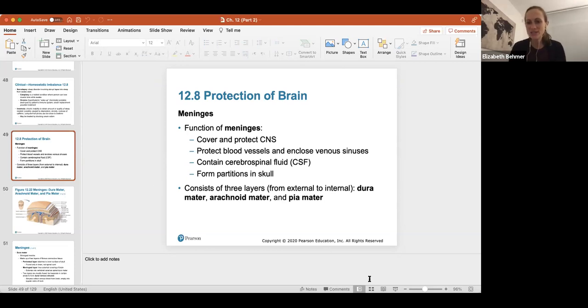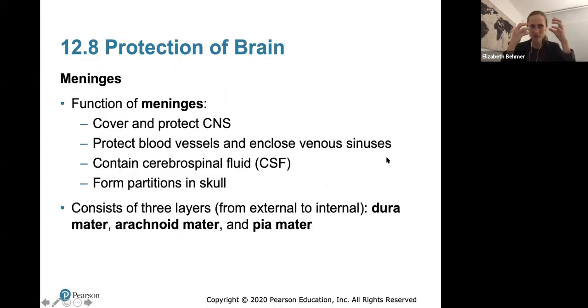So the meninges themselves are the protective covering of the brain. Inside your skull, your brain isn't just sitting there and covered directly by your skull bones. We have meninges that are these connective tissue layers. These are layers that cover and protect the central nervous system, so they go around the brain as well as the spinal cord. They protect blood vessels and enclose the venous sinuses, and they contain cerebrospinal fluid. They also help to form some of the partitions in the skull.